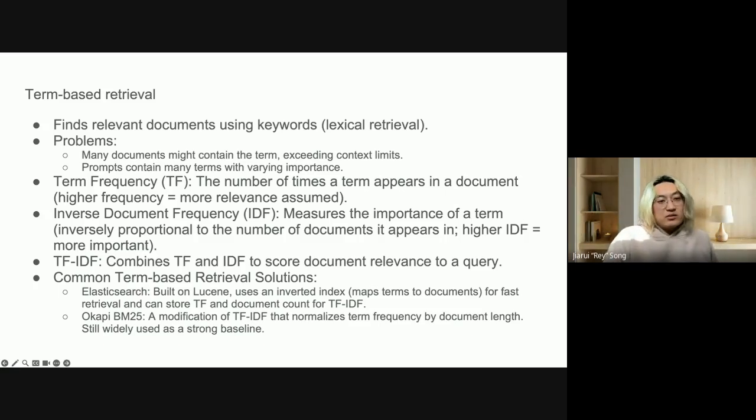The first one being term frequency, TF. That is the number of times a term appears in a document. The higher the frequency, the more relevance assumed. The second method is called inverse document frequency, IDF, which measures the importance of a term. It is inversely proportional to the number of documents it appears in. So higher IDF means more important. And then we also have metrics like TF-IDF, which combines TF and IDF to score documents' relevance to a query. So we have some common term-based retrieval solutions out there. This includes Elasticsearch, Okapi BM25.